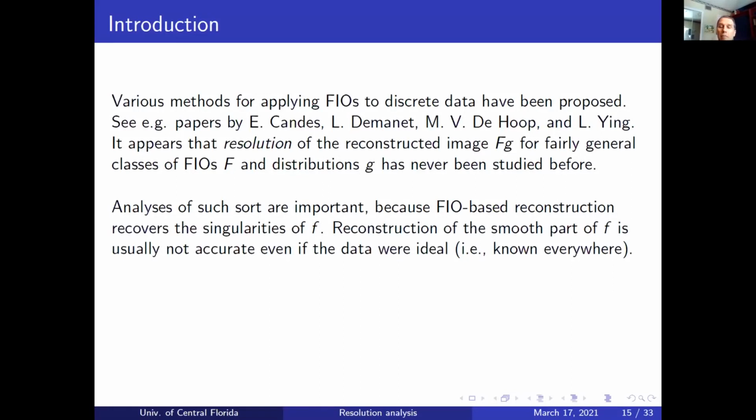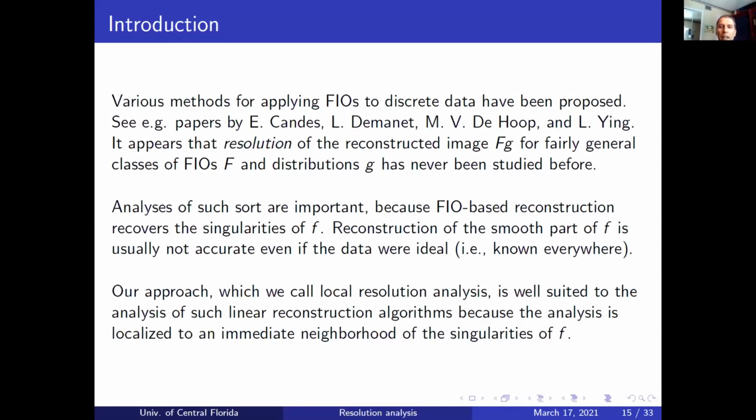For instance, even if we have continuous ideal data, reconstruction is not exact. So most of the integral transforms don't have exact inversions. So at best, the reconstruction is quasi-exact. And our approach, which we call local resolution analysis, is well suited to the analysis of such problems because the analysis is localized to an immediate neighborhood of the singularities of f.